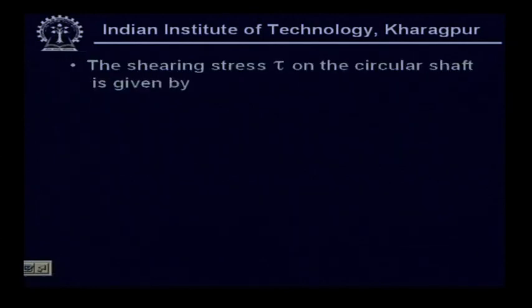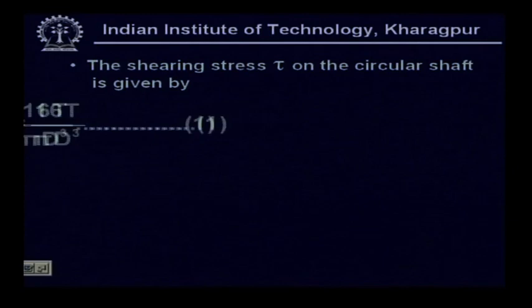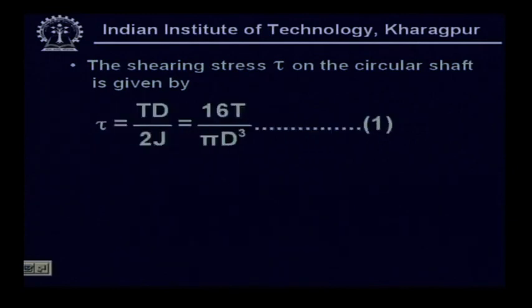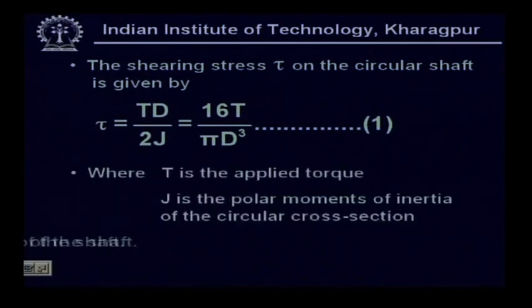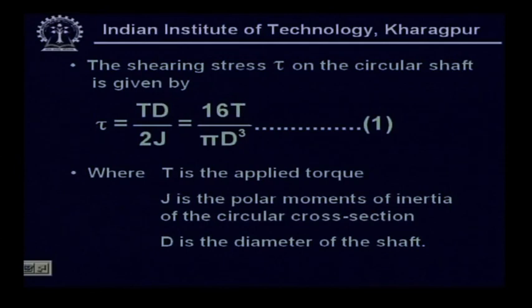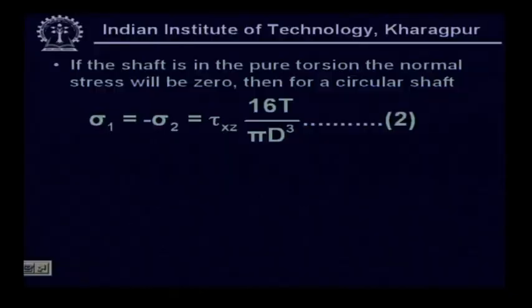The shearing stress tau on the circular shaft is given by tau equal to T d by 2 j, which is equal to 16 T by pi d cube. This is equation number 1, where T is the applied torque, j is the polar moment of inertia of the circular cross section, and d is the diameter of the shaft, right. If we put all these things, I can get the shear stress, and we assume that all the normal stresses are 0 in these cases. The shaft is in pure torsion, the normal stresses will be 0.